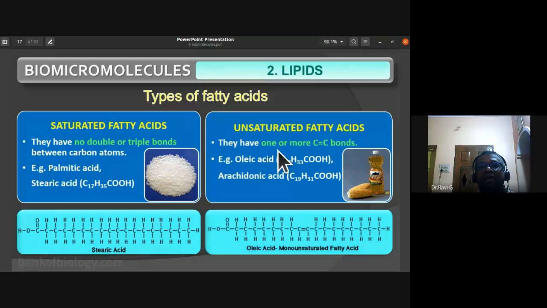Unsaturated fatty acids have one or more double or triple bonds between the carbon atoms. If they have only one double bond, we call it a monounsaturated fatty acid; oleic acid is such an example. If they have two double bonds, we call it a di-unsaturated fatty acid. Oleic acid is an example of a monounsaturated fatty acid, since it has only one set of carbon atoms with a double bond. Here you can notice that.